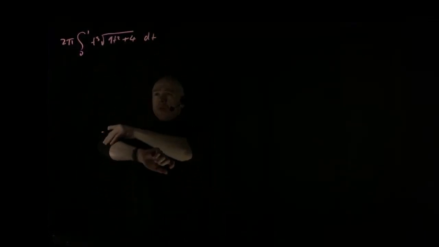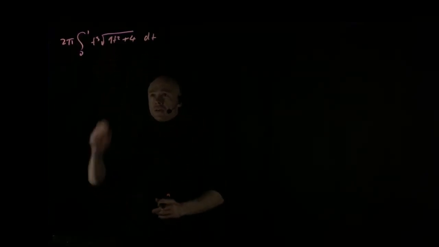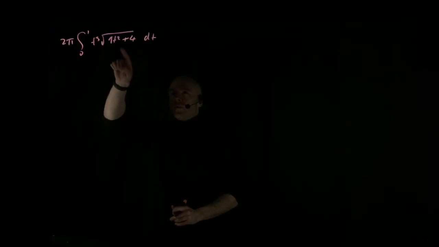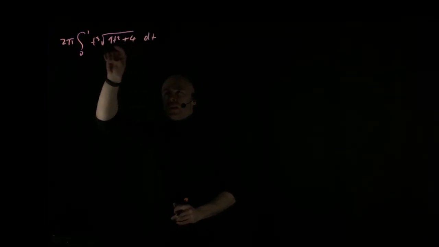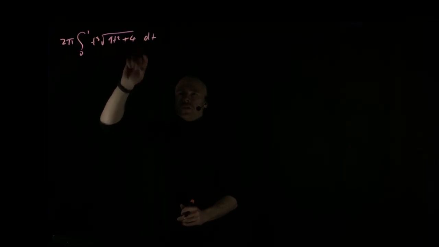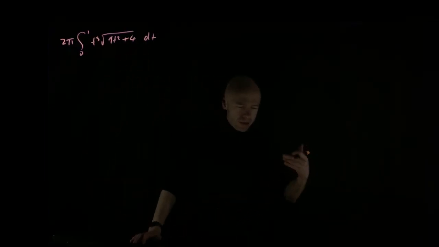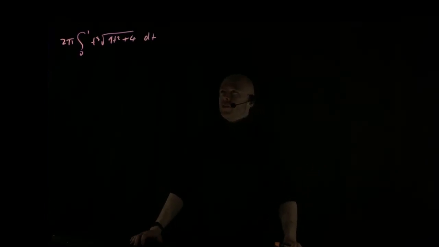Okay, so we got to the point that this was the guy we had to calculate. So it might be tempting to think this is a trig sub because you see this x squared plus or minus a squared type structure, but trig substitution is heavy machinery that, if we possibly can, we want to avoid.